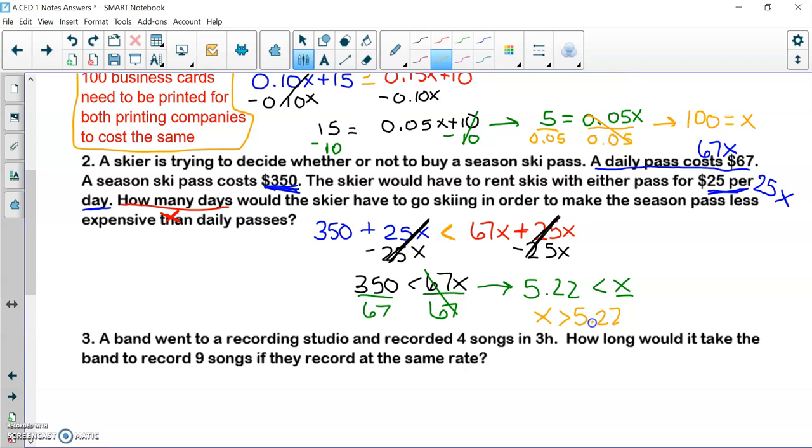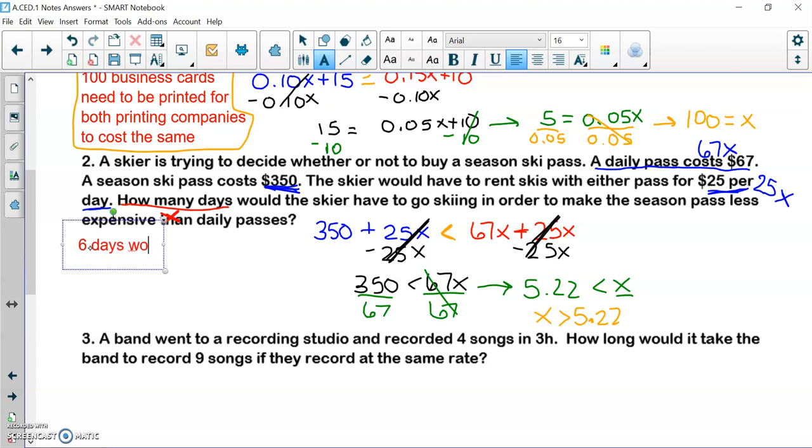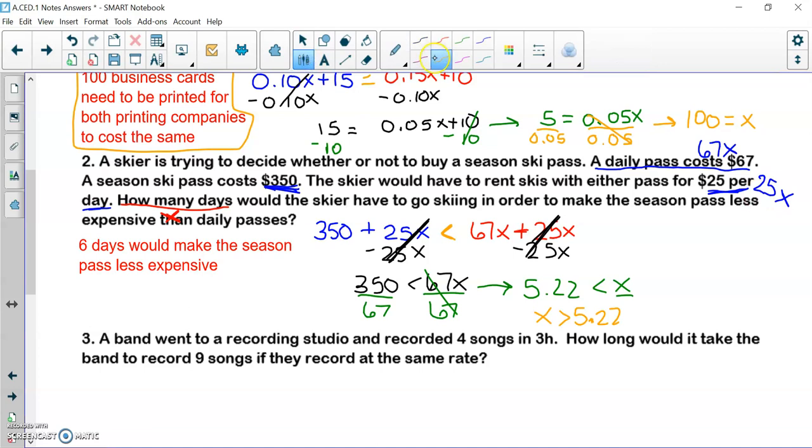So we can only rent skis and do our daily pass for a whole day. 5.22 is not a whole day. If I round down to 5 days, then that would actually make the daily pass less expensive. So I do need to round up to 6 days. And I'm going to have a well thought out answer in sentence form. That's my answer. 6 days.